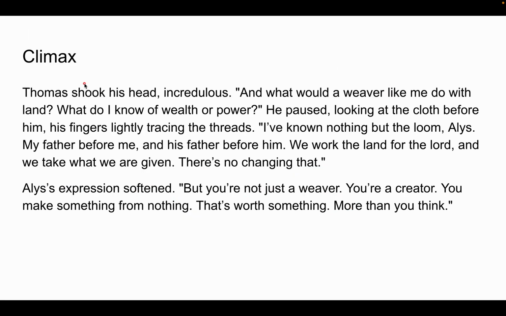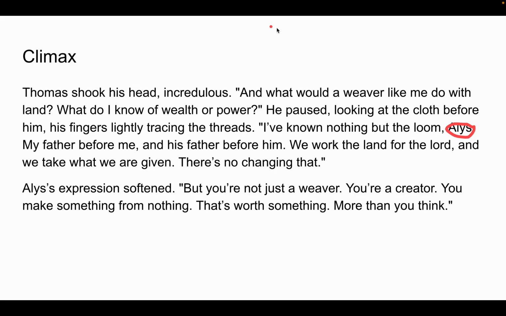And then moving on, we have the climax. So this is when Alice is going to pretty much, once again, how do people influence us and affect our identity? Alice here is going to talk Thomas up and get him out of his funk and say, hey, you can do this.